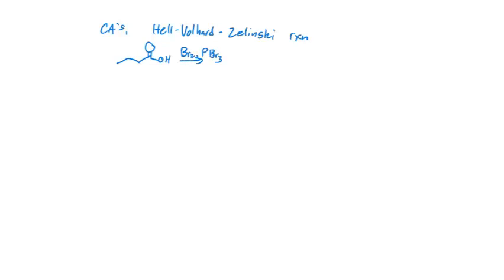PBr3. We saw PBr3 back in the alcohol chapter when we used it to form alkyl bromides from alcohols. And so now we're going to essentially use it for a similar process. It's going to help us turn this OH temporarily into a bromide. So that's the first step. Second step is water workup. And we're actually going to end up with an alpha bromo carboxylic acid.